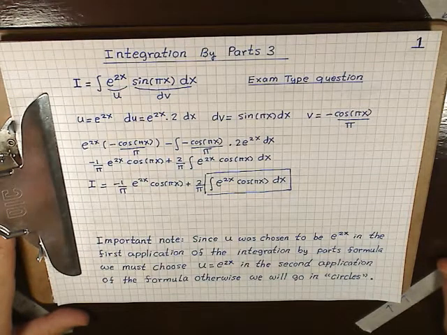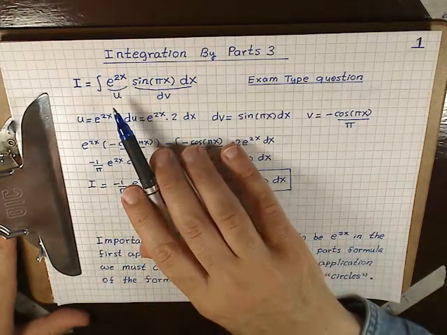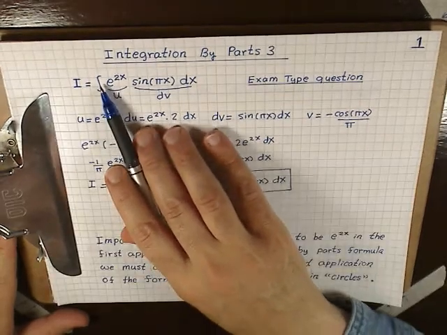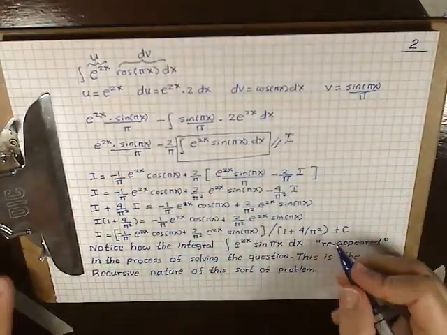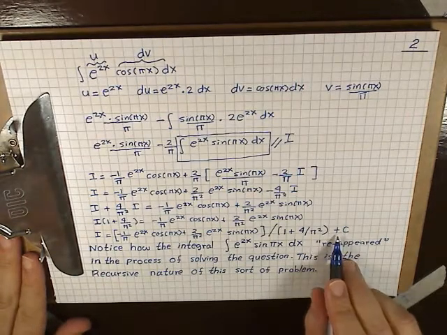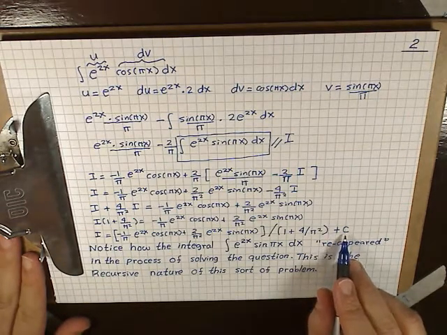I need to make a correction. In this question, we're solving an indefinite integral. There are no limits of integration. So the answer should involve plus c. We have to add a constant of integration at the end. Thanks.